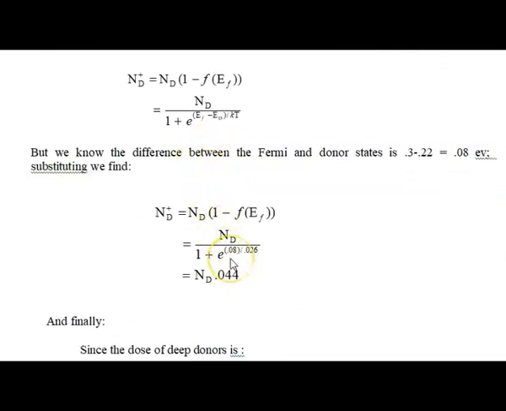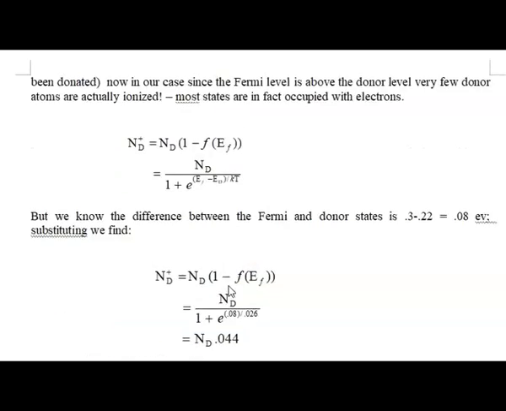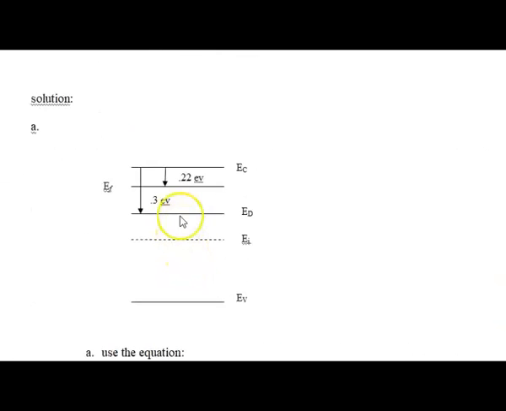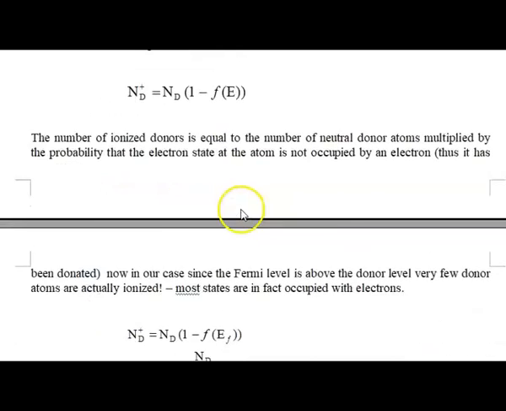So we can just put that in, and right here, divided by kT, because it's room temperature, so it's 0.026, a number we know and love, and we find that ND plus, the number of ionized donors, equal to the number of electrons, is equal to the dose times 0.044. And again, that's a very small number. 4% are ionized, and the other 96% are not ionized. And that's because the E sub F is above E sub D.